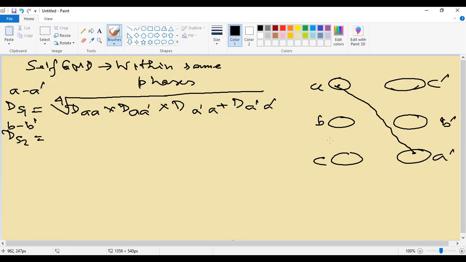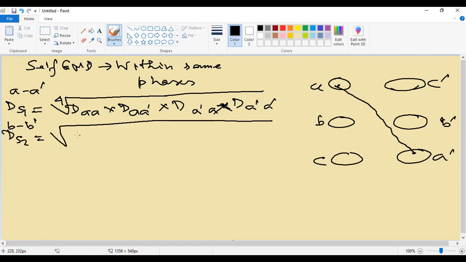Sir, at the last, will it be plus or into? DA dashed A into, or? This is into. Okay, all are product. There is no plus. Okay. Now here you see this will be again.